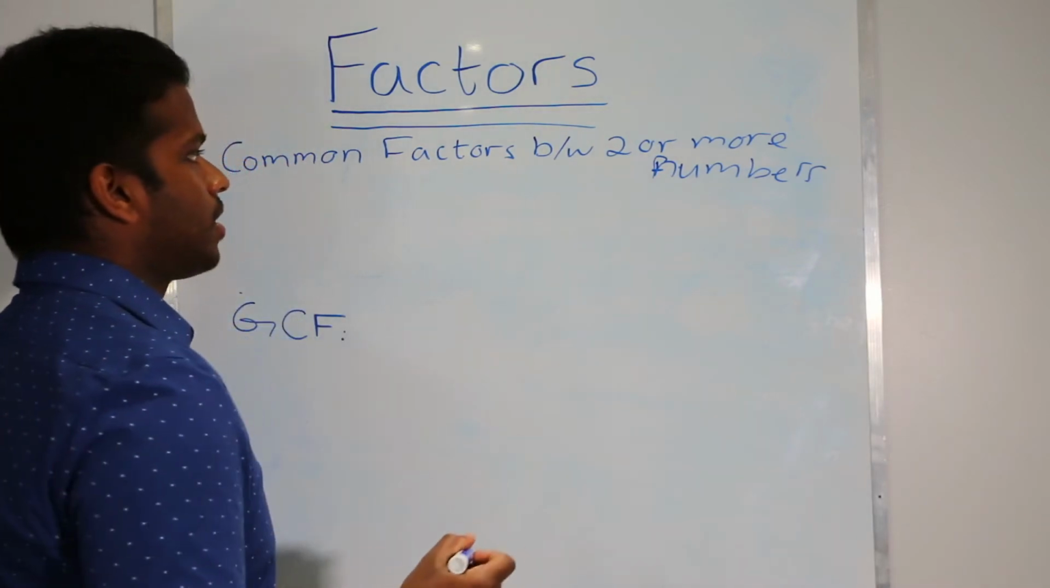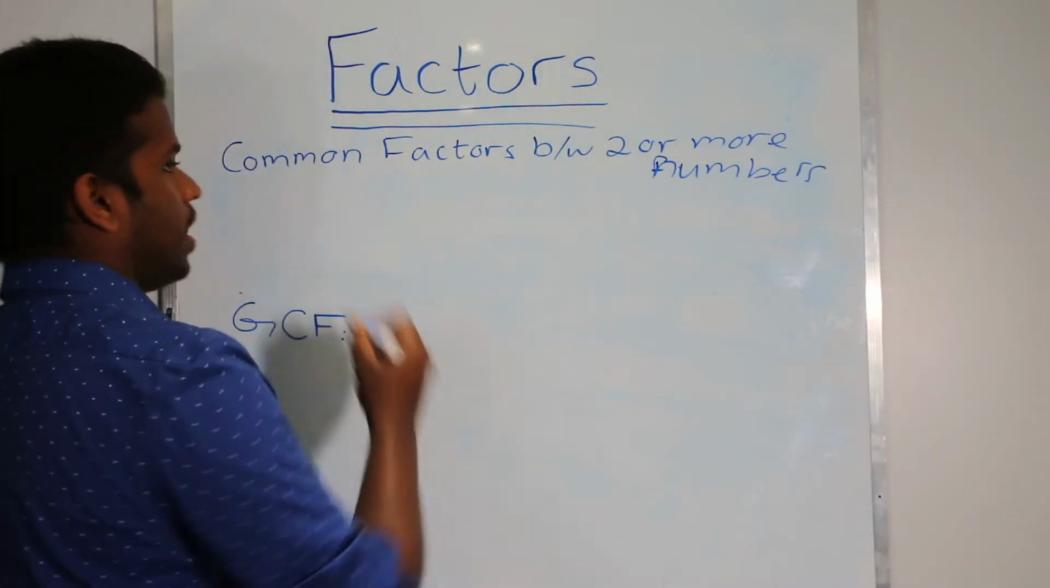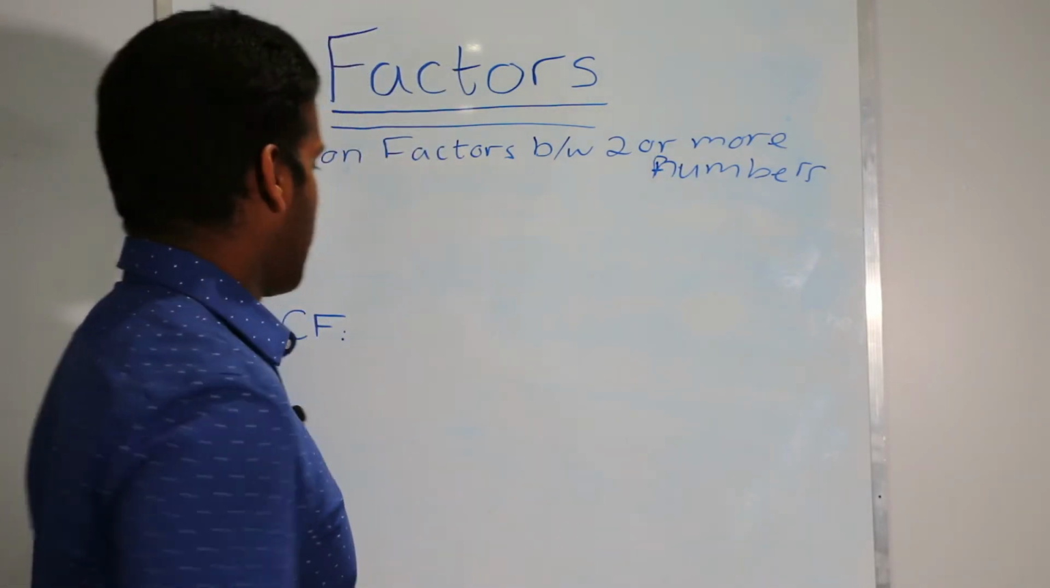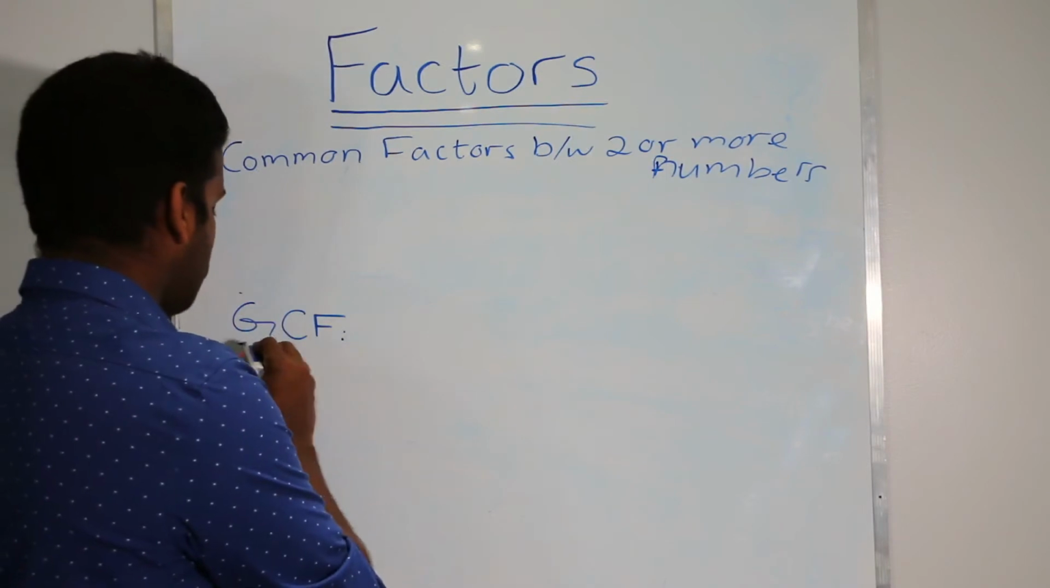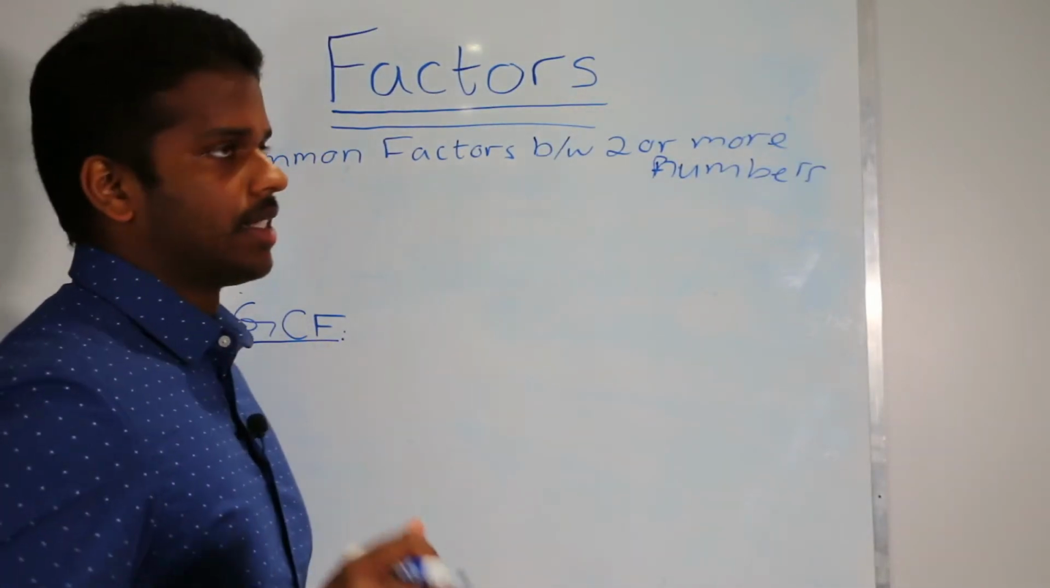So, common factors between two or more numbers. I'll teach you first how to find common factors, and then we'll look at something called the greatest common factor, which is what we actually need for this.